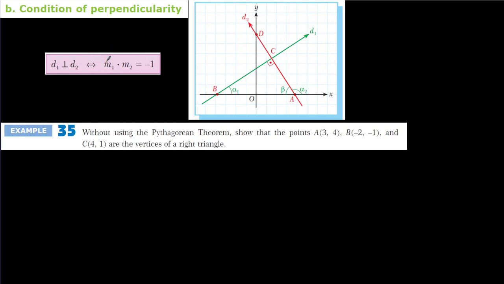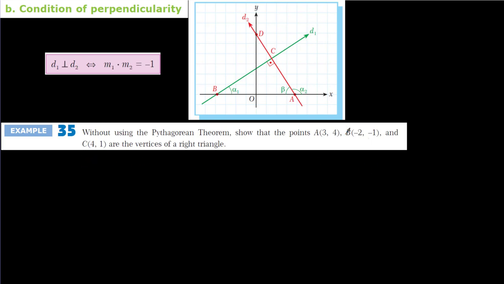And vice versa here, if the product of the slopes of two lines is minus 1, then these two lines should be perpendicular to each other. And here the question is asking, without using the Pythagorean theorem, to find whether the triangle ABC is a right triangle. How to find that? Firstly, we should know this one.